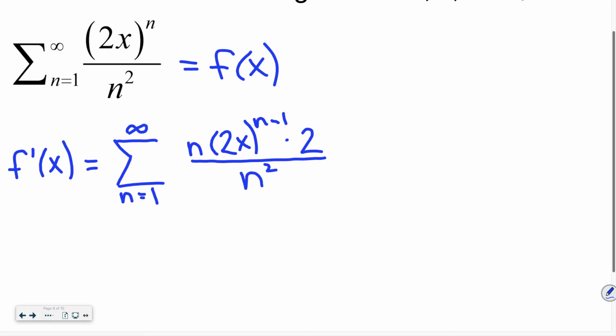Now, what is cool about this is that we do not have to do the ratio test again. Whether it's the function, its derivative, or its antiderivative, the radius of convergence will remain the same. The endpoints you would have to re-figure out, but the radius itself would stay the same.